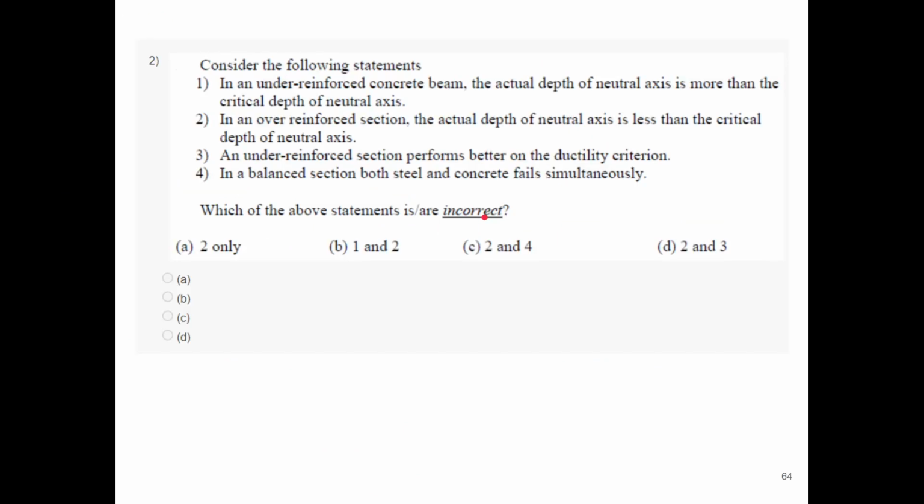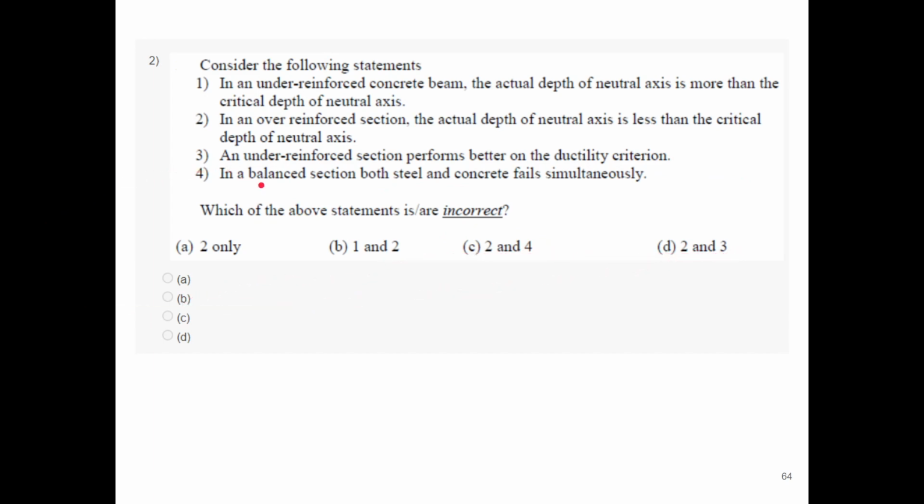Second question: consider the following statements. In an under-reinforced concrete beam, the actual depth of neutral axis is more than the critical depth of neutral axis. In an over-reinforced section, the actual depth of neutral axis is less than the critical depth of neutral axis. Third statement: an under-reinforced section performs better on the ductility criterion. Fourth statement: in a balanced section, both steel and concrete fail simultaneously. Which of the above statements is or are incorrect? A: 2 only, B: 1 and 2, C: 2 and 4, D: 2 and 3.